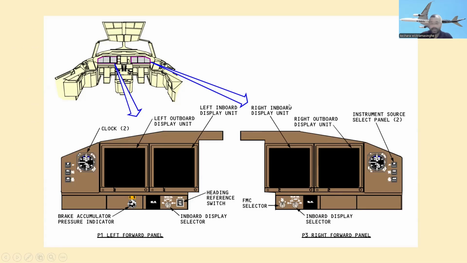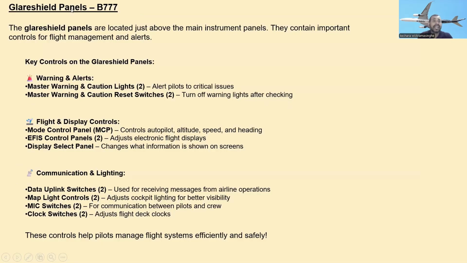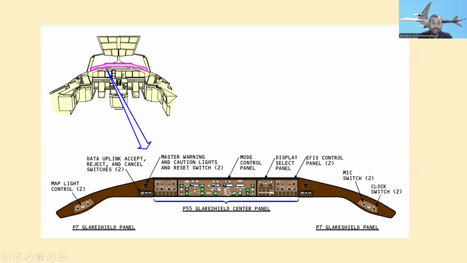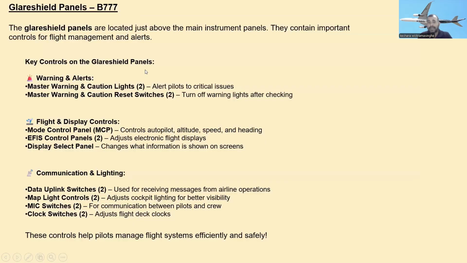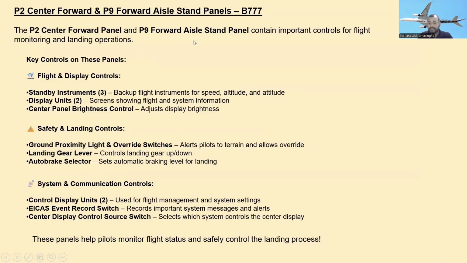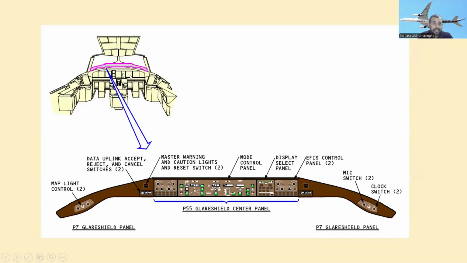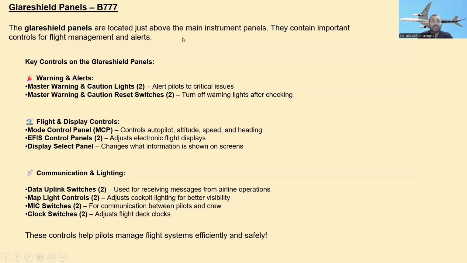All right, let's go to the Glareshield panels, Boeing 777. What is the Glareshield panel? This whole area we call the Glareshield panel. It is located just above the main instrument panel, and it contains important controls for flight management and alerts.